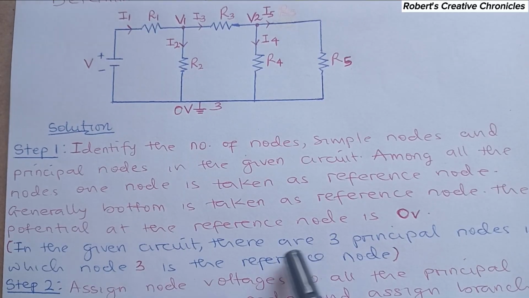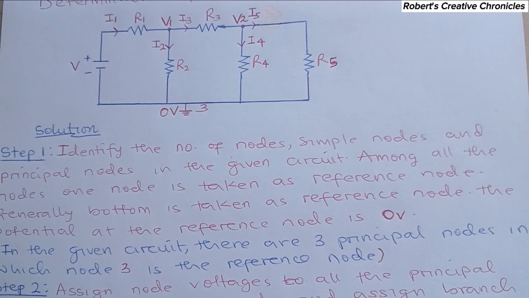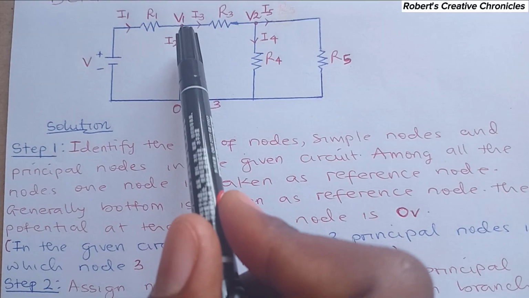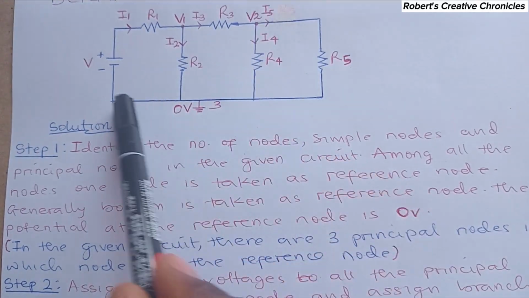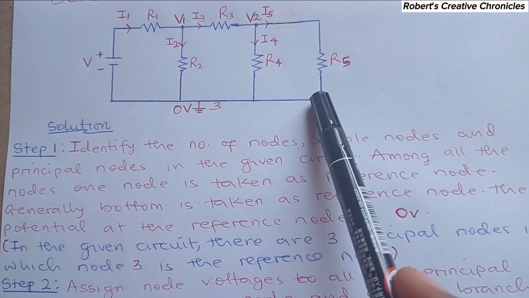So in the given circuit, there are 3 principal nodes, in which node 3 is the reference node. So these are the 3 principal nodes, 1, 2, and this. And this is our reference node.